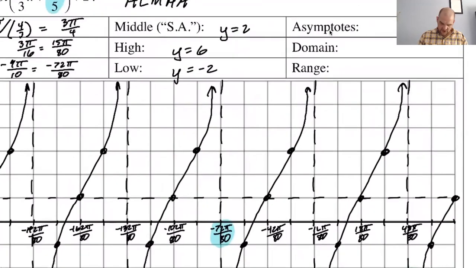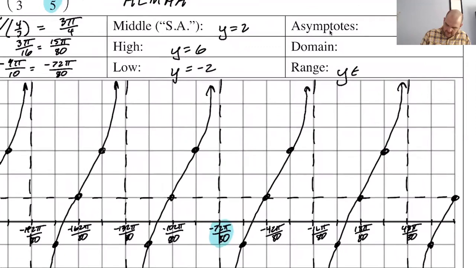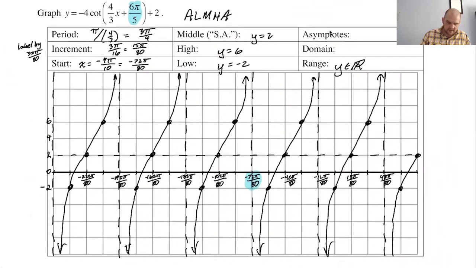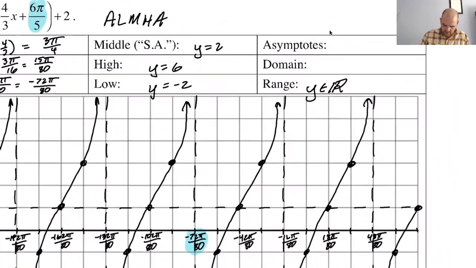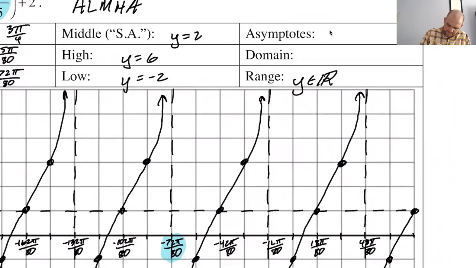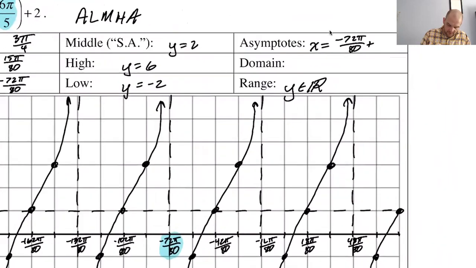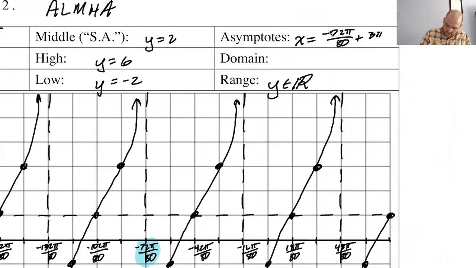All right, your range, all reals. Could have done that before you did anything really. So y is an element of the reals. Domain. Domains for cotan. Super straightforward. So you always start with an asymptote. So whatever your starting point is, that's going to be an asymptote. And then they always differ by one full period. So 3 pi over 4 times n, where n is an element of the integers. Then the domain is all reals, except you can't have that.